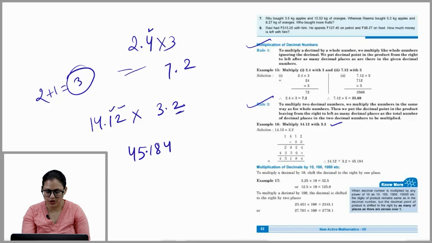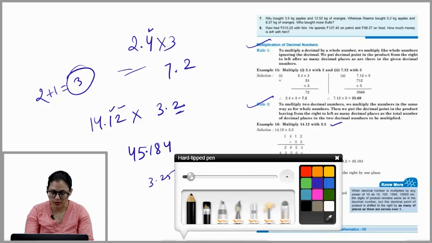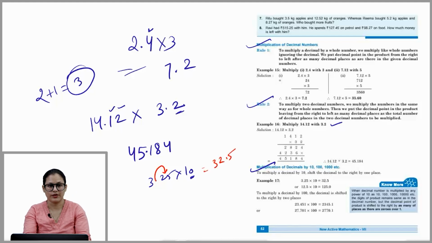Next, multiplication of decimals by 10, 100 and 1000, etc. To multiply a decimal by 10, shift the decimal to the right by 1 place. Example, 3.25 into 10. There is 1 zero, so you have to shift this decimal point towards the right by 1 place only. So you will get the answer 32.5. And to multiply a decimal by 100, the decimal is shifted to the right by 2 places.